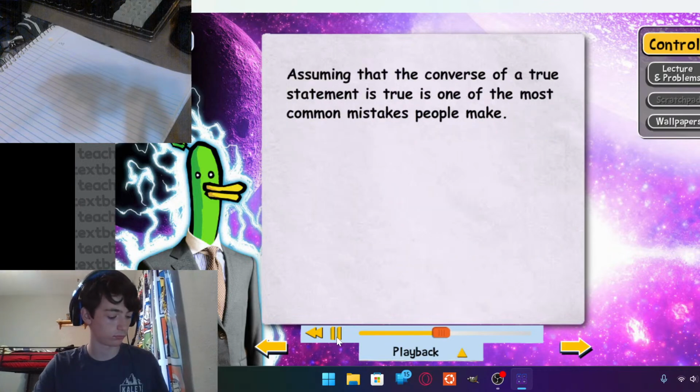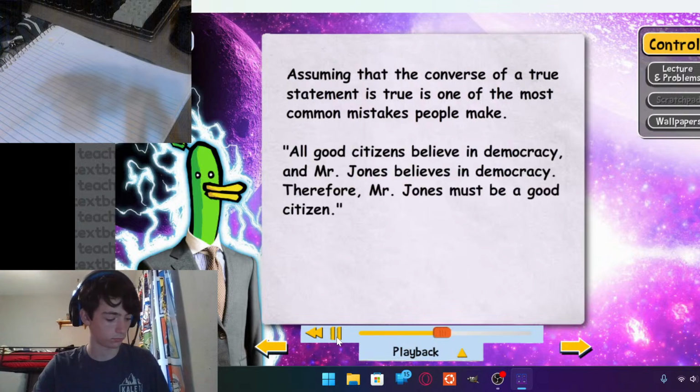For instance, someone might make this sentence as part of an argument. They might say, all good citizens believe in democracy, and Mr. Jones believes in democracy, therefore Mr. Jones must be a good citizen. And it sounds like the person is just making a very logical argument, and the conclusion has to be true. It sounds like deductive reasoning.